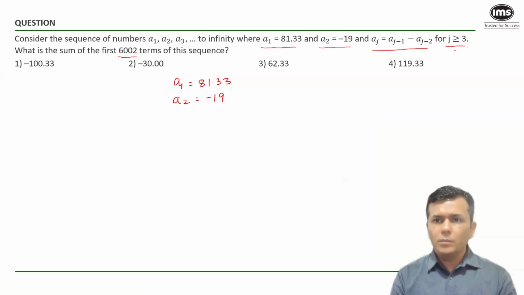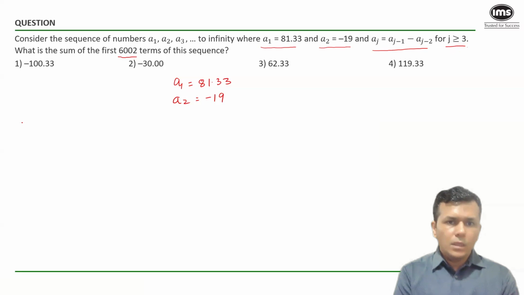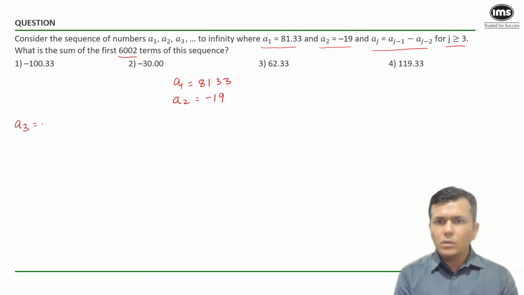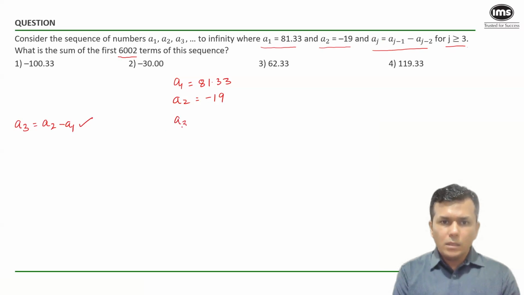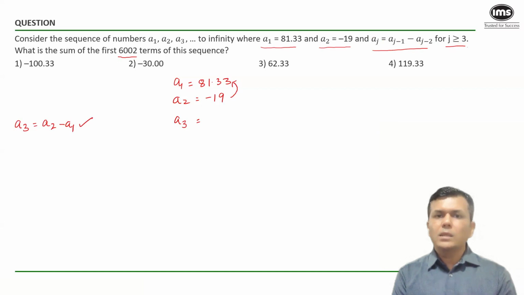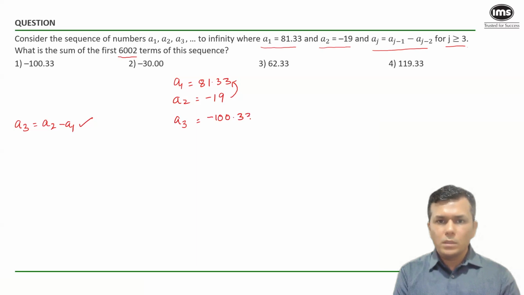So if I plug in the minimum value of j, which is 3, it gives me a3 equal to, now j minus 1 is 2 and j minus 2 is 1. So a3 is equal to a2 minus a1. What does it tell you? It simply tells you that any particular term of the sequence is equal to the difference of the previous two terms, isn't it? And that is why we can say that a3, which is the difference of two previous terms, is minus 19 minus 81.33. So that's going to be minus 100.33.